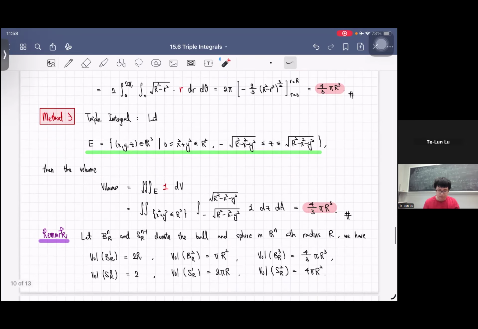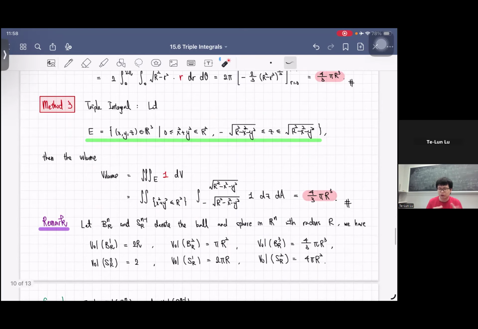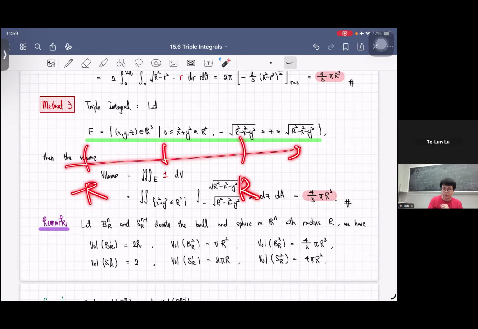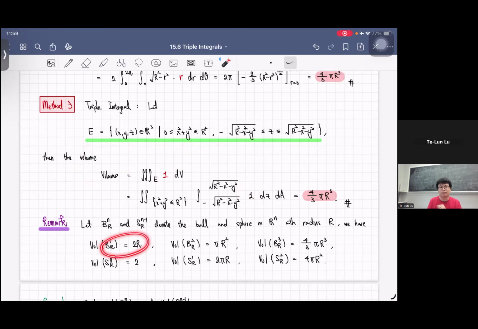Okay, so let me give some formulas here to associate what we have done already. Let B_r^n be the ball in R^n with radius r. For example, when n is 1, what is the ball on the straight line? Don't forget the ball is a collection of points in some set at distance less than r from the origin. So our real line is simply this domain, a straight line with length 2r. So we can see that the volume of that would be 2r.